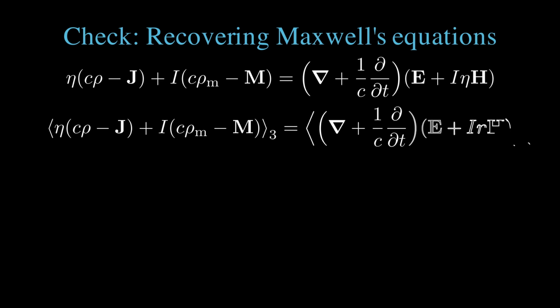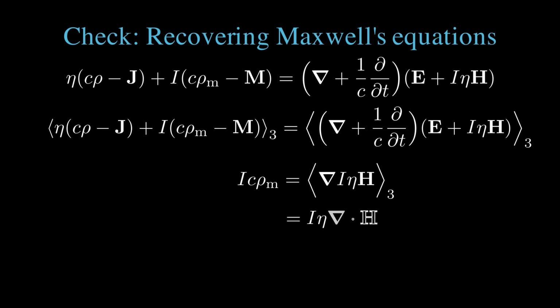Selecting trivector components, on the left we have just I C rho sub m. On the right, only the gradient of I eta H contributes to the trivector term. In particular, if we commute I and grad and expand grad H as grad.H plus grad wedge H, we see that only the grad.H contributes to the overall grade 3 selection. We're left with I C rho m equals I eta grad.H. Dividing through by C, we're left with rho sub m equals mu times grad.H, or grad.B. This is Gauss's law for magnetism with the fictitious magnetic charge density added.